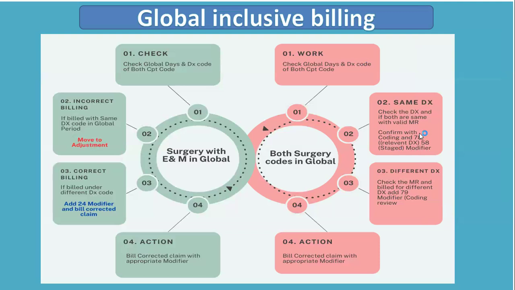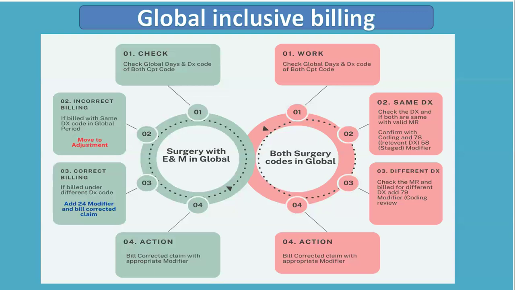If it is the same diagnosis, you have to add the 78 modifier to indicate the patient is coming back again for the same type of problem. So the 78 modifier is mandatory here. And sometimes the 58 modifier becomes mandatory for a staged procedure. See, for example, we will take a cancer treatment, an infusion. The patient will come for continuous treatment, and that is called staged treatment. We have to add the 58 modifier in that particular scenario.